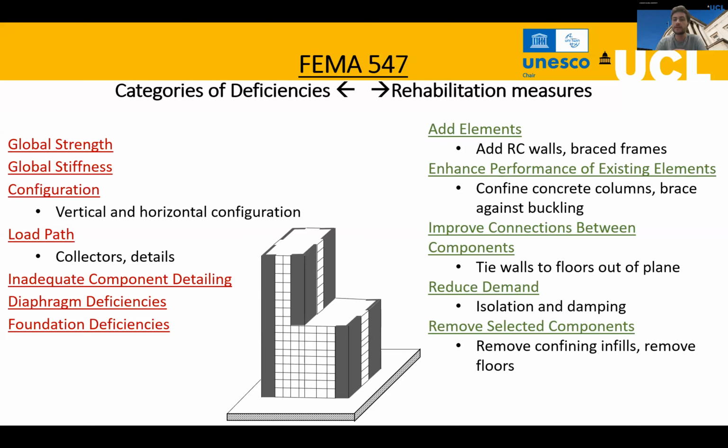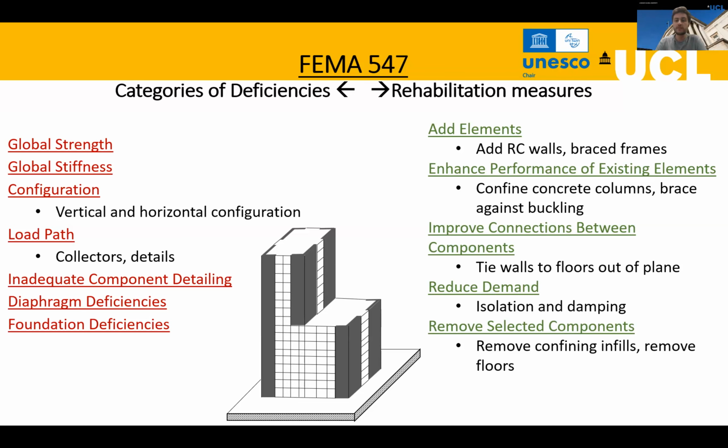Other possibilities to enhance the performance of existing elements, for example, not to add any shear wall or steel bracing, but to give the columns better characteristics. This can be done through confining existing elements, and this confinement can be done with a concrete confinement, a steel confinement, or even FRP confinement, as we're going to see in a moment. Other possibilities to improve connections between components.